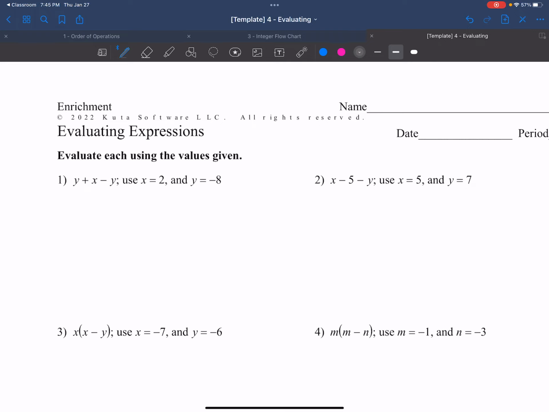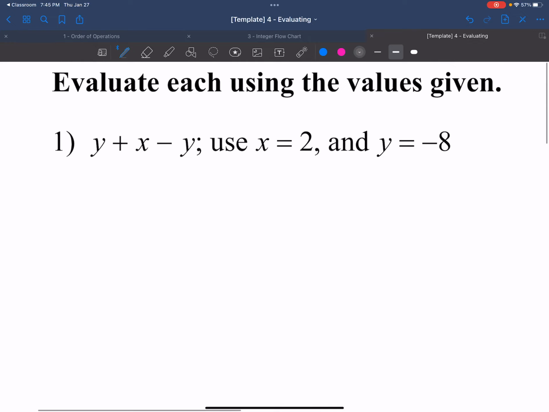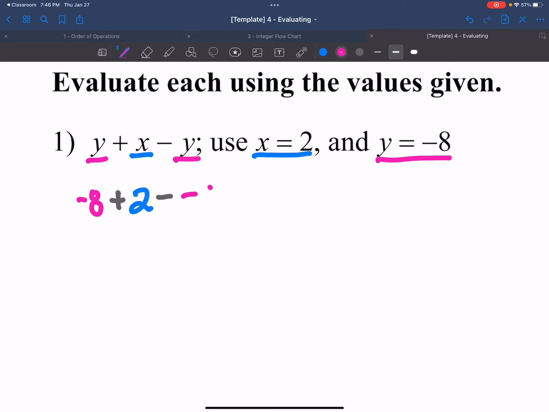and you can rewind. So number one, we have y plus x minus y, and we're going to use x equals 2 and y equals -8. So I'm going to replace this first y with a -8. After that, y is a plus sign. Then I'm going to replace this x with a 2. After that, x is a minus sign. And then I'm going to replace that y with a -8.